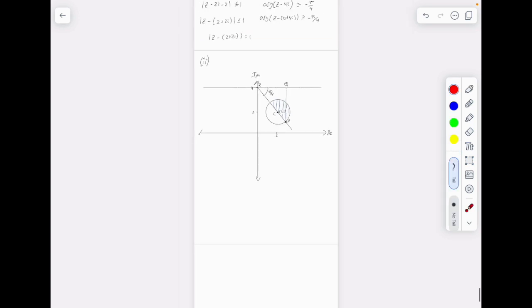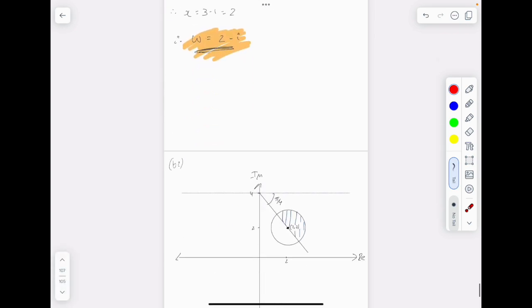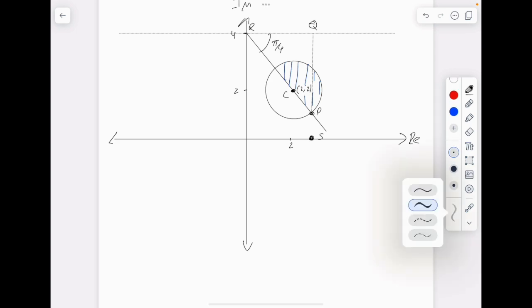Now, why have I done that? Well, remember, what do they want us to find? The least value of the imaginary part of z. Okay, so that's going to be the y coordinate of P over here, which is going to be the length from 0 here to this. In fact, I'm going to give a label here, S, because I'm going to foreshadow exactly what we need to do here.